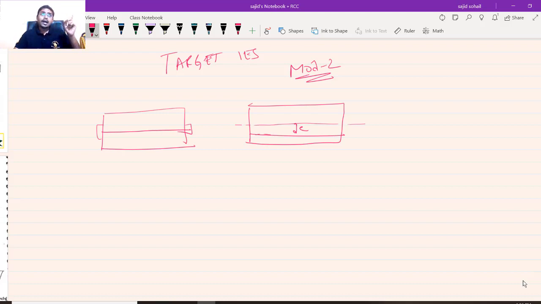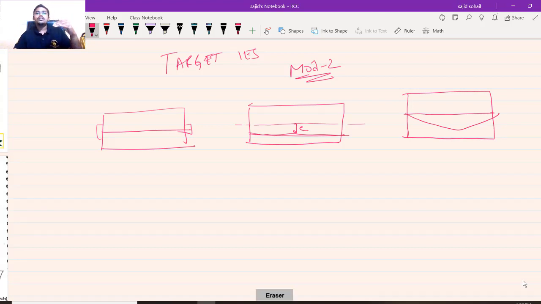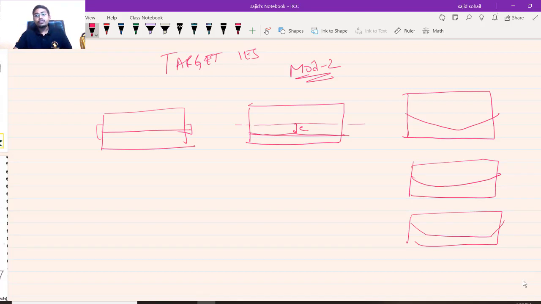But if you're observing the pattern of examination, most of the time you will not be getting a straight steel mesh like this. You will not be getting a straight pre-stressing like this. Most of the time, the questions will be related to your tendons being like this, or it could be parabolic, or it could be something like this, a sort of trapezoid. So we have various shapes in which we are applying this pre-stressing.